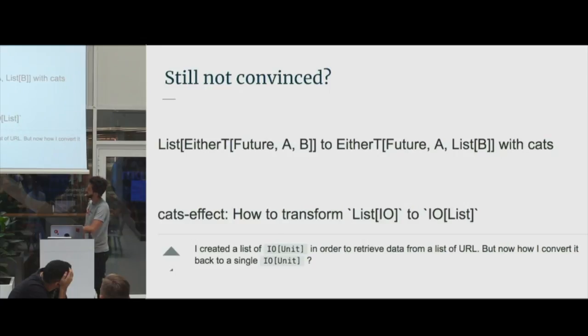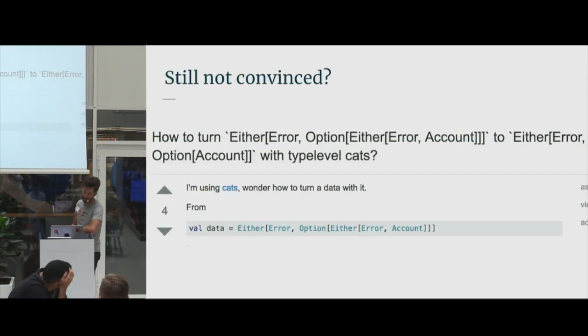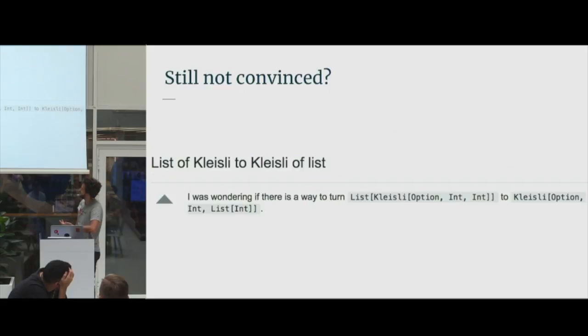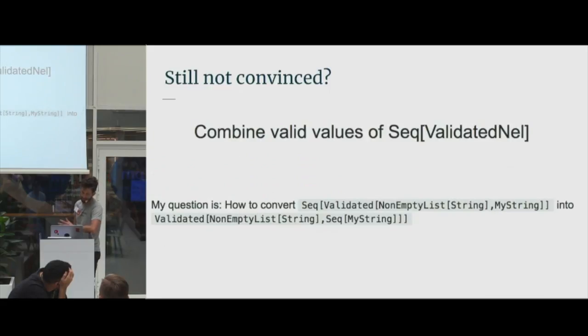How do I transform a list of IOs into an IO of list? That's traverse. How do I turn an Either of Error of Option of Either, oh my god, to Either of, oh, okay, that's traverse. List of Kleisli to Kleisli of list, traverse. Combine valid values of Seq of Validated, and I was like, oh, what's this? And then inside the question he says, hey, I have this Seq of Validated non-empty list of my string, and I want to turn it into a Validated non-empty list of Seq, and that's exactly what we just had. And that's, of course, just traverse.